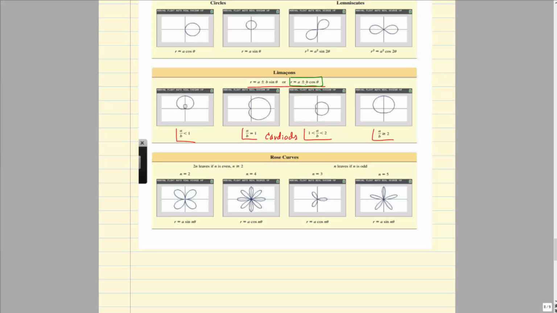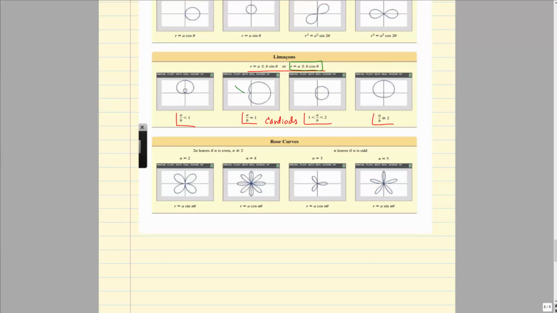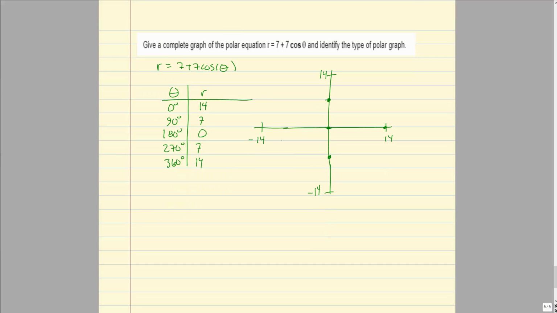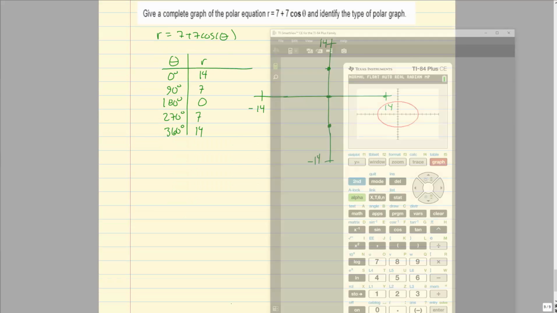So r equals 7 plus 7 cosine theta. It looks like to me it's going to be a cardioid. Here a and b are both 7. 7 over 7 is 1. So I think it's going to be a shape probably just like this one right here. But let's see if that turns out when we pop our calculator in.